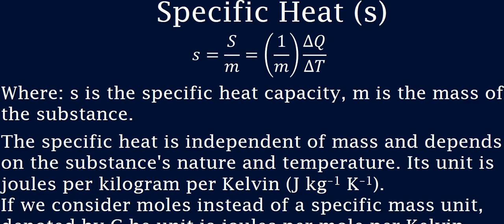If we consider moles instead of mass, the specific heat capacity is referred to as molar specific heat. It is defined as the amount of heat required to increase the temperature of 1 mole of a substance by 1 degree Kelvin, denoted by capital C. Its unit is joules per mole per Kelvin.